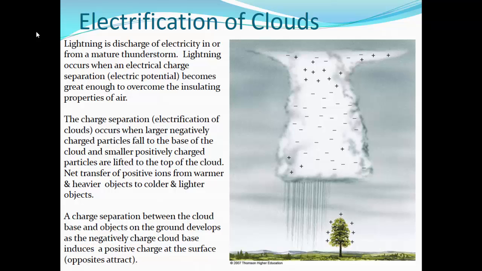and you get generally a positive charge at the top of the cloud and a negative charge at the bottom of the cloud. And for most lightning strikes, about 80%, the lightning discharge happens either within the cloud or between two clouds that are next to each other as this charge separation occurs. The cloud-to-ground lightning occurs when the negatively charged base of the cloud literally induces a positive charge in the objects below, meaning positively charged ions are literally pulled up to the top of the objects because of the negative charge of the base of the cloud. And then you can see in this illustration there's a charge separation between the base of the cloud and the object below. So the charge separation between the cloud base and objects in the ground develops as the negatively charged cloud base induces a positive charge at the surface because, again, opposites attract.